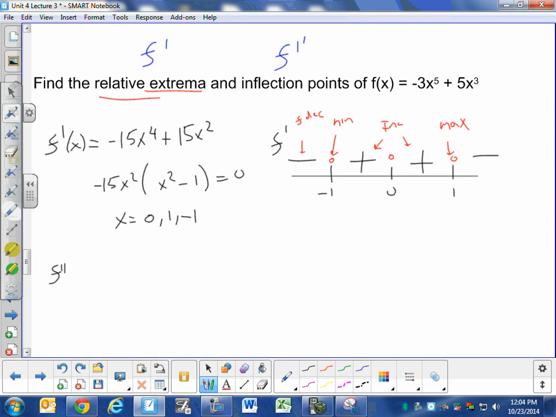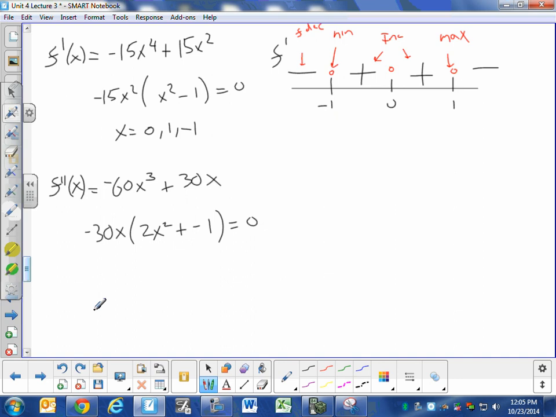Find the inflection points. Let's take the second derivative. I'm actually going to go off of this unsimplified first derivative to take my second derivative. 15 times 4 is 60, so I got negative 60x cubed. 15 times 2 is 30, so I got 30x. I will factor out a negative 30x. I also get 2x squared plus negative 1 equals 0. So that's interesting. I get 0 as one of my inflection points, and then I'd get plus or minus 1 over root 2.